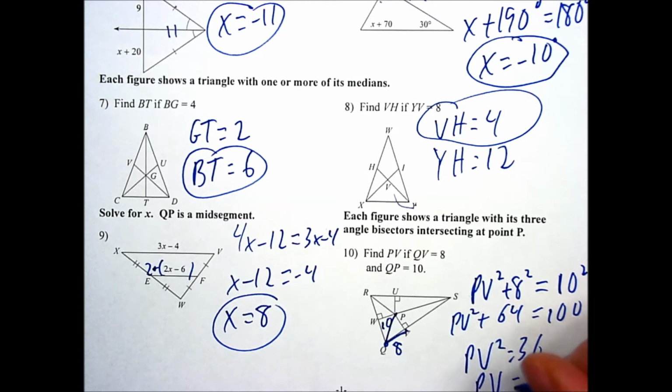Therefore, PV must in fact be 6 in length. This is a derivative of the 3, 4, 5 right triangle. 3 squared plus 4 squared equals 5 squared, or 6 squared plus 8 squared equals 10 squared.